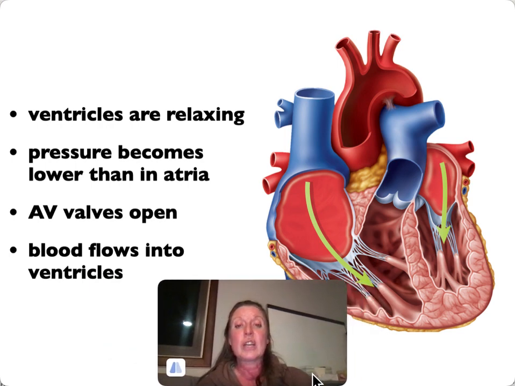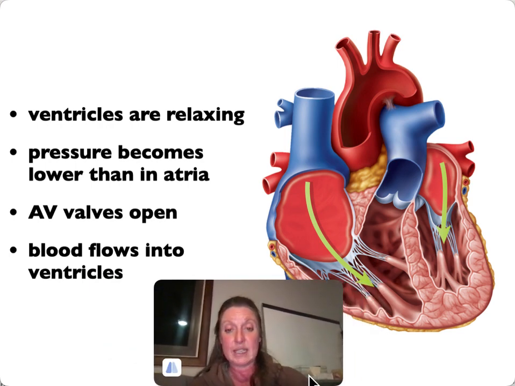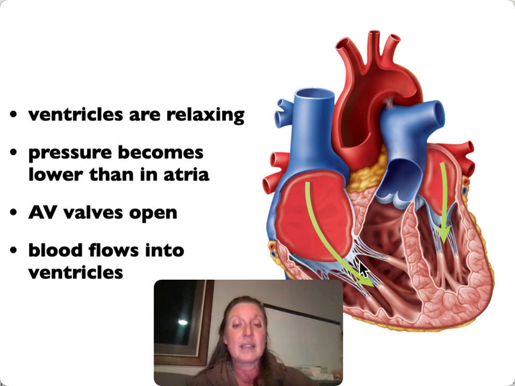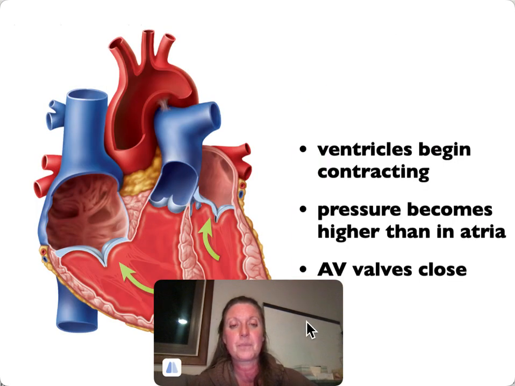Okay, so let's look at how this happens with valves in the heart. Now, we're mostly focusing on the ventricles here because they do the biggest changes in pressure. So in this particular moment, the ventricles are relaxing. The volume increases, the pressure becomes lower than the pressure in the atria. The AV valve opens, or valves open, and the blood flows from the atria to the ventricles. This is actually called ventricular filling, and we're going to talk more about that soon.